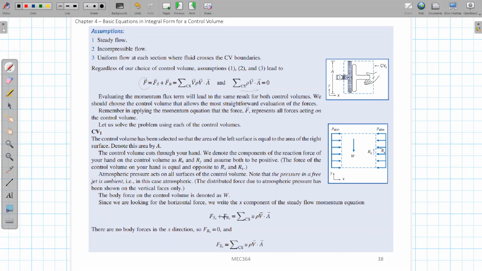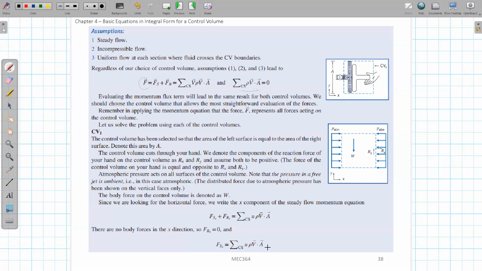And for the body force in the x direction, we don't have any body force in the x direction, because the only body force for this problem is the weight of the fluid, which is only in the y direction. So this body force in the x direction becomes 0. So the only thing left is this surface force in the x direction, which is given by this Rx. And if we assume Rx is going to the left, this will become negative Rx, because we want this resultant force to go in the positive x direction.